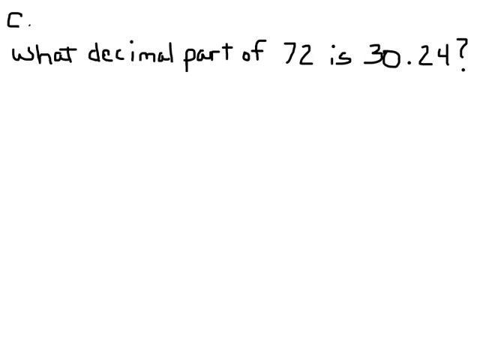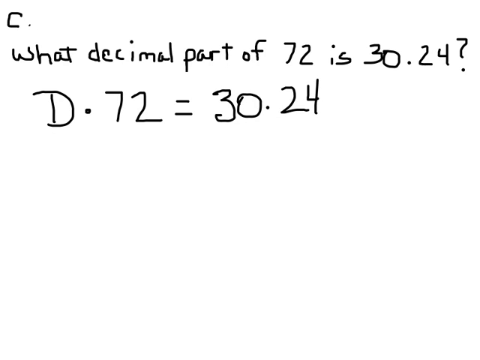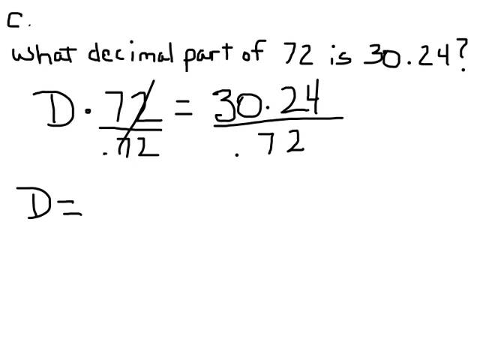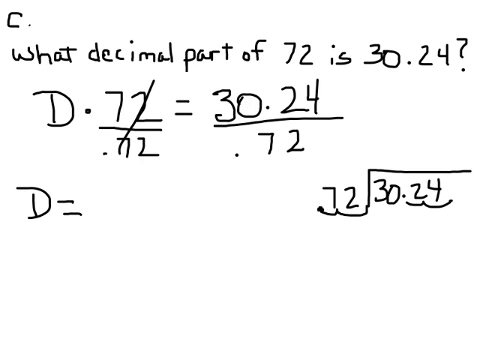Final practice problem for today. What decimal part of 72 is 30 and 2400? Alright, to get D by itself, I'll need to divide by 72 on both sides. That will cancel out, leaving D equals, let's do this, 30.24, move this two places, move this two places, and it's done.